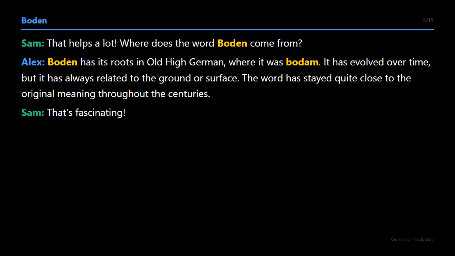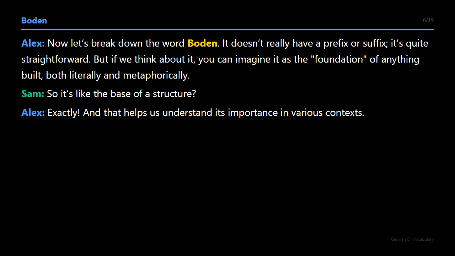That's fascinating. Now let's break down the word Boden. It doesn't really have a prefix or suffix, it's quite straightforward. But if we think about it, you can imagine it as the foundation of anything built, both literally and metaphorically. So it's like the base of a structure. Exactly. And that helps us understand its importance in various contexts.